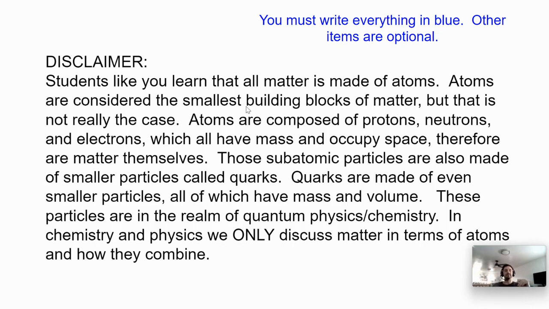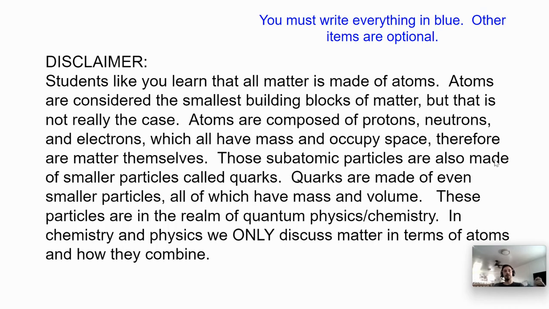They are like the Legos of the universe, right? We talked about last unit, the Legos of the universe. They all click together to make everything. But atoms themselves are actually made of protons, neutrons, and electrons. They all have mass and occupy space. So technically protons, neutrons, and electrons are all mass. Okay. And they are all matter themselves.